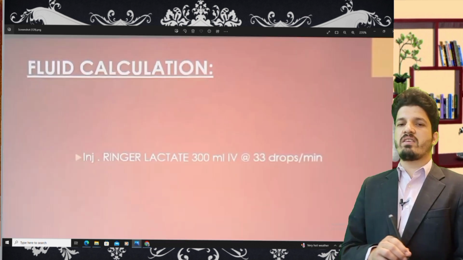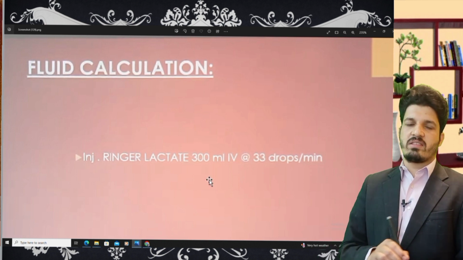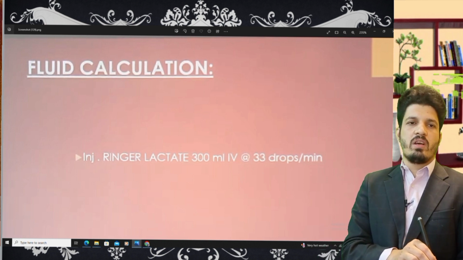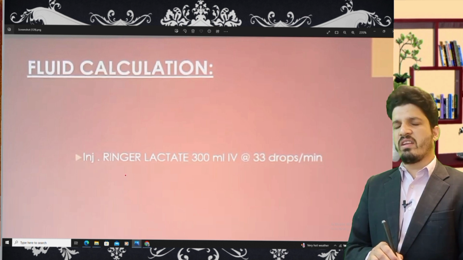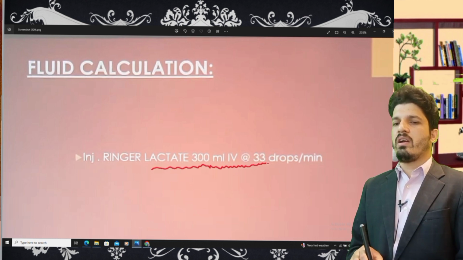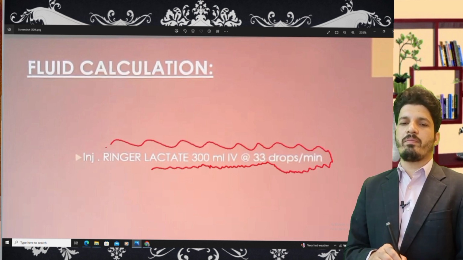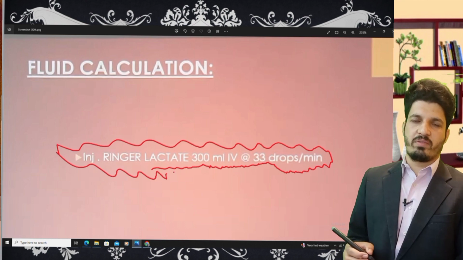and we will write it down on the treatment chart of the patient as injection or infusion Ringer lactate 300 ml IV at 33 drops per minute. Okay, so it will be appropriate for our patient.